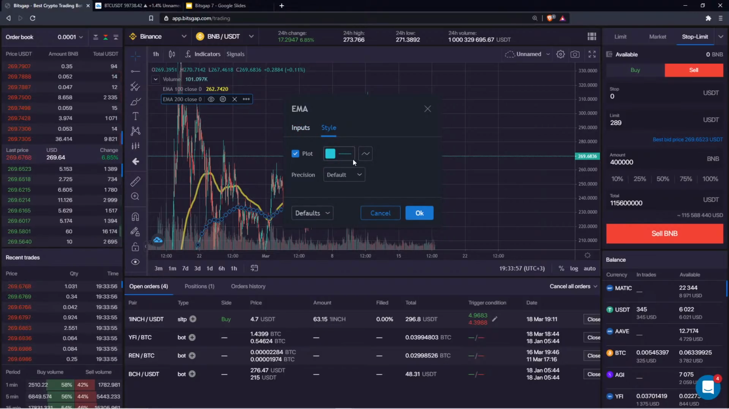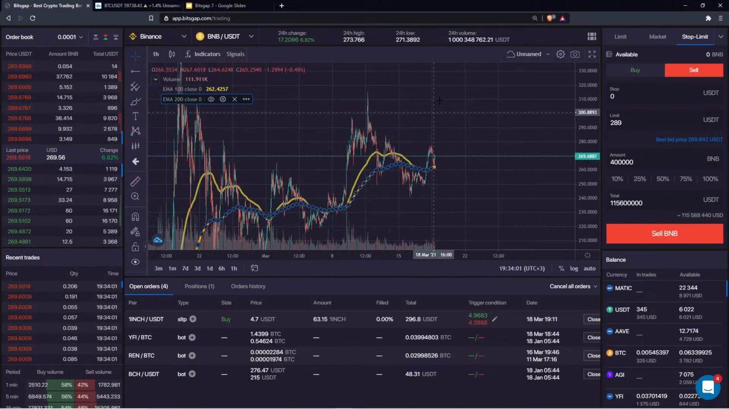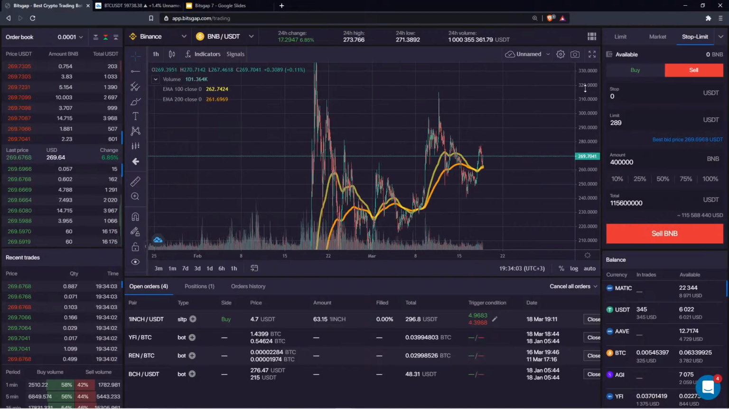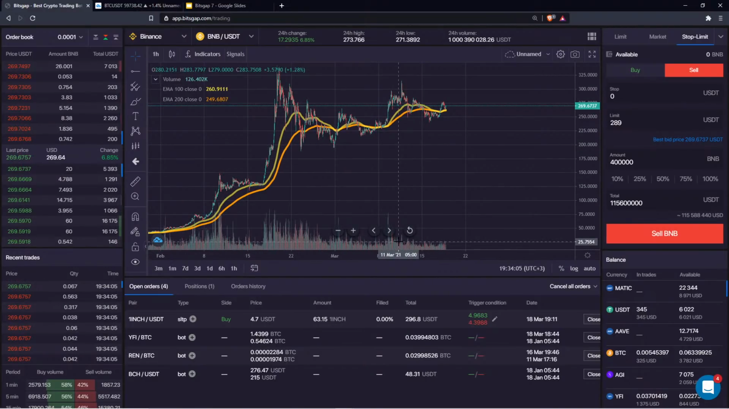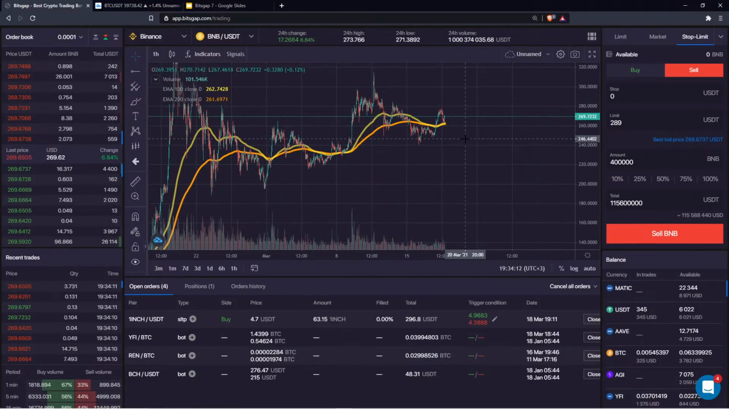And this style, let's use the orange and white as well. Yeah. So regarding the moving average, basically it shows you how the price is now trading relative to its average past performance.